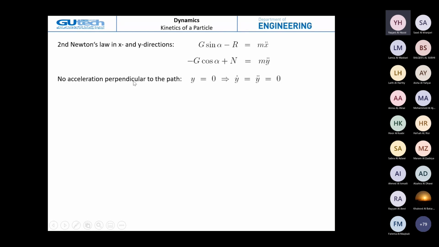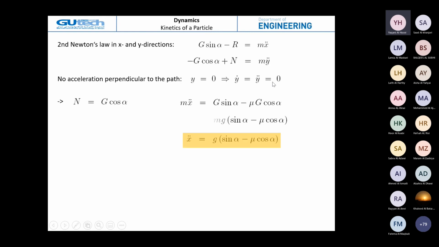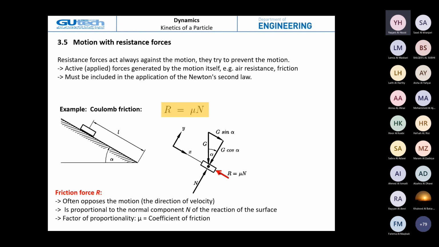Now there is no acceleration perpendicular to the path. y double dot is equal to 0, and the velocity is also equal to 0. We see there is motion only in the x direction, but no motion along y direction. If you use, for example, a coordinate system with x horizontal and y vertical, you have to project x along the motion direction and y also along the motion.